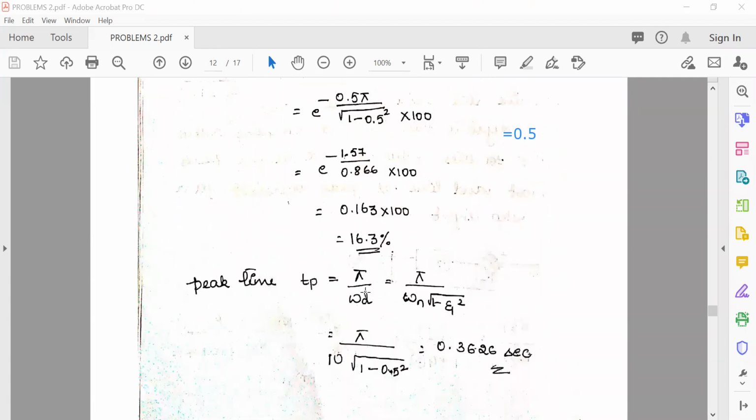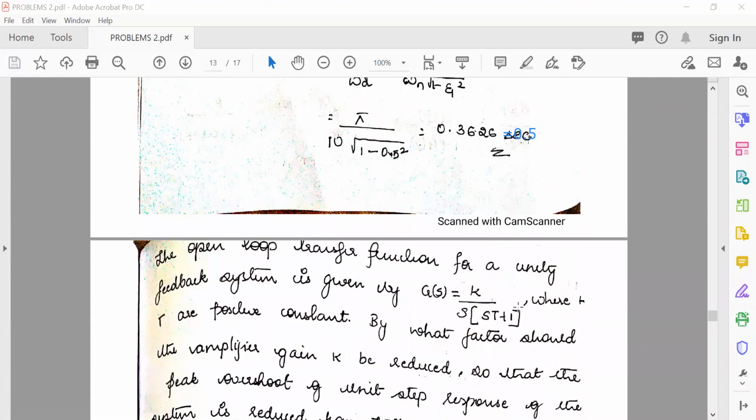And peak time is pi divided by omega d. Omega d is the oscillation frequency with damping, while omega n is the natural value without damping. So this is pi divided by omega n into root of 1 minus zeta square, and you substitute, you get 0.3626. The peak will increase by 16% at 0.36 seconds.